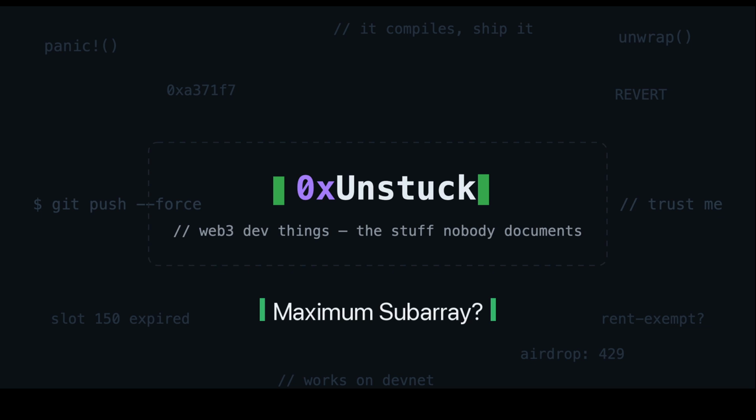Welcome to Unstuck. Today, maximum subarray: find the contiguous chunk of an array with the biggest sum. We'll write the slow, obvious way, then build Kadane's algorithm one line at a time until it's O(n). Beginner friendly, and we'll go slow so every line makes sense.